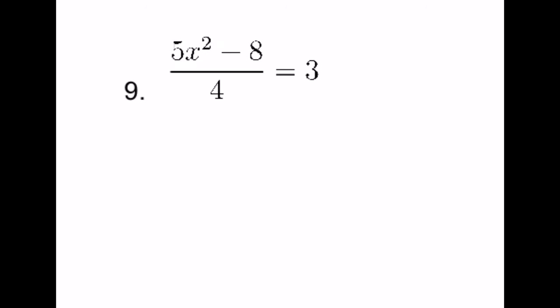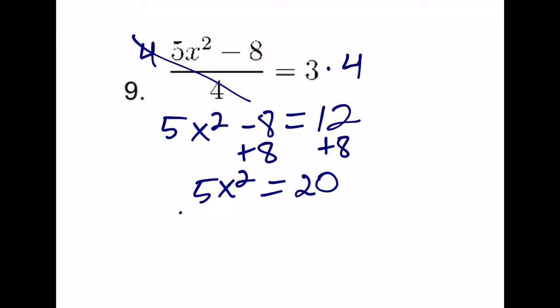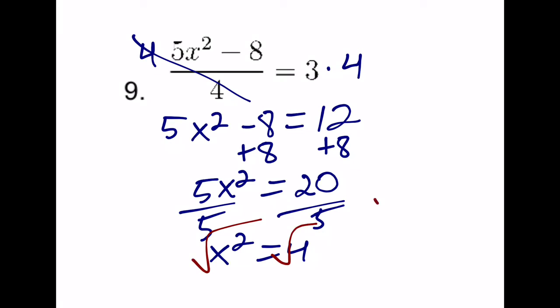Number 9, the first thing we do is we multiply both sides by 4. So we get 5x squared minus 8 is equal to 12. Then we add 8 to both sides, so we get 5x squared is equal to 20. We divide both sides by 5. X squared is equal to 4. And when we take the square root of both sides, x is plus or minus 2.